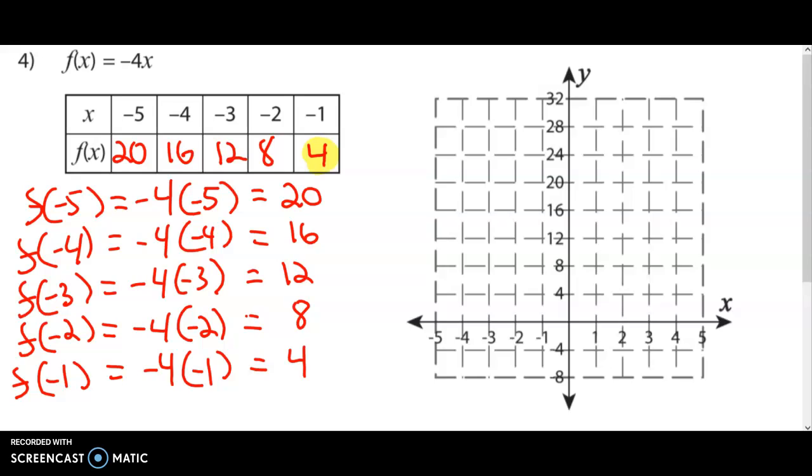So now what we're going to do is plot. Okay, and again, f of x is like y here. So I'm going to go negative 5 and then up 20 for that first point. Matter of fact, put the point first and then show it. Negative 5, up 20.